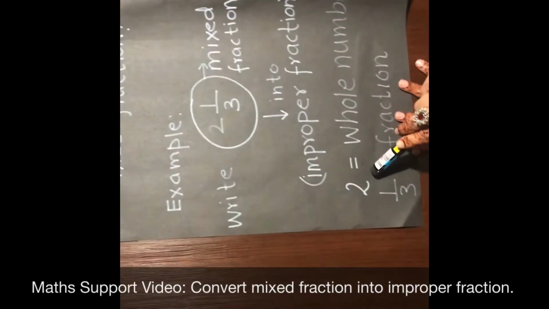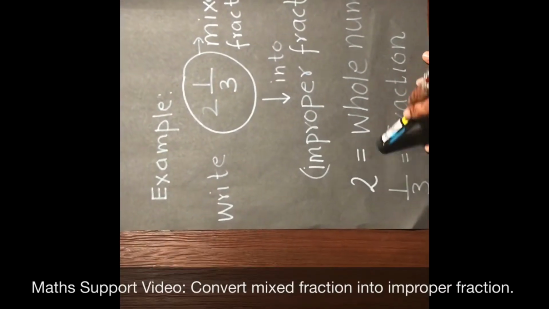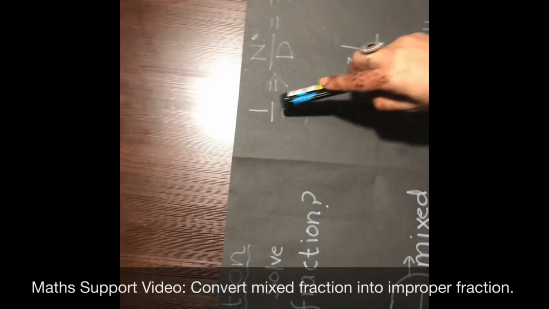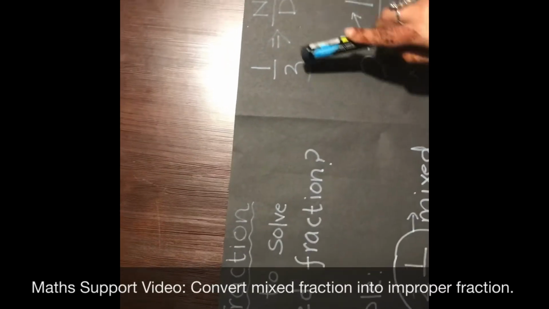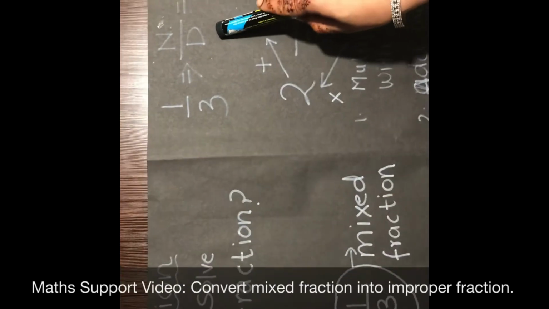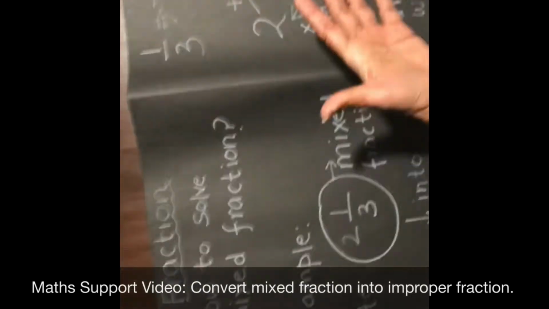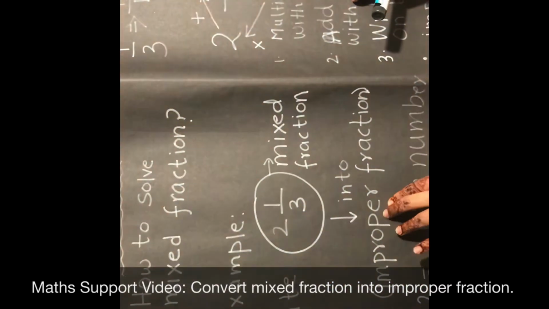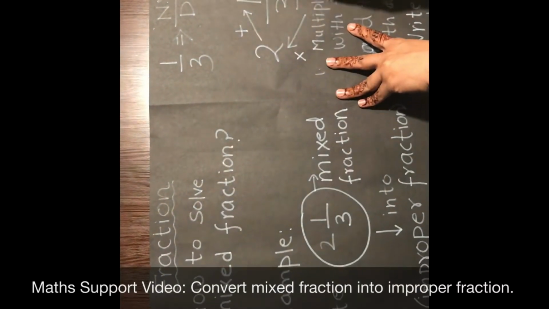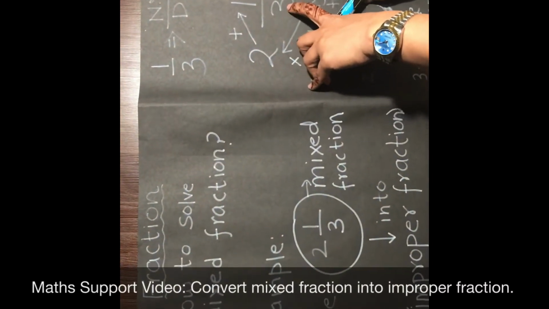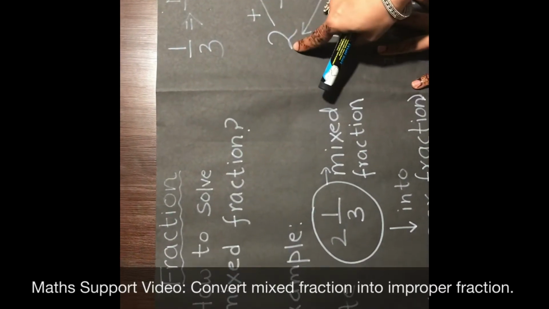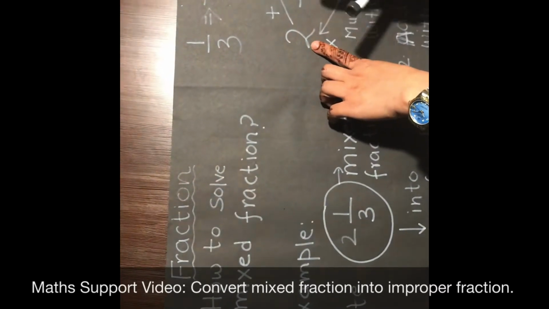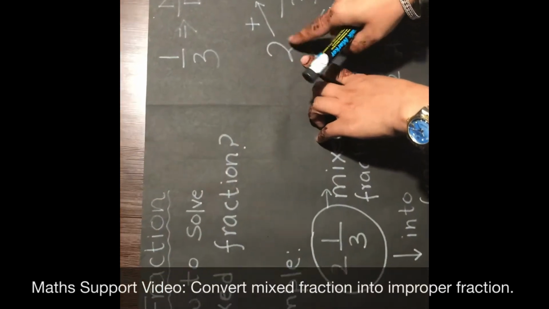I have shown here in my written explanation that 2 is a whole number and 1/3 is a fraction, where in 1/3, 1 is the numerator and 3 is the denominator. So let's come to the steps that we will use to convert this mixed fraction into an improper fraction. The first step is to multiply the denominator, the bottom value, with 2, which is 3 multiplied by 2. So if we multiply 3 with 2, we get 6.